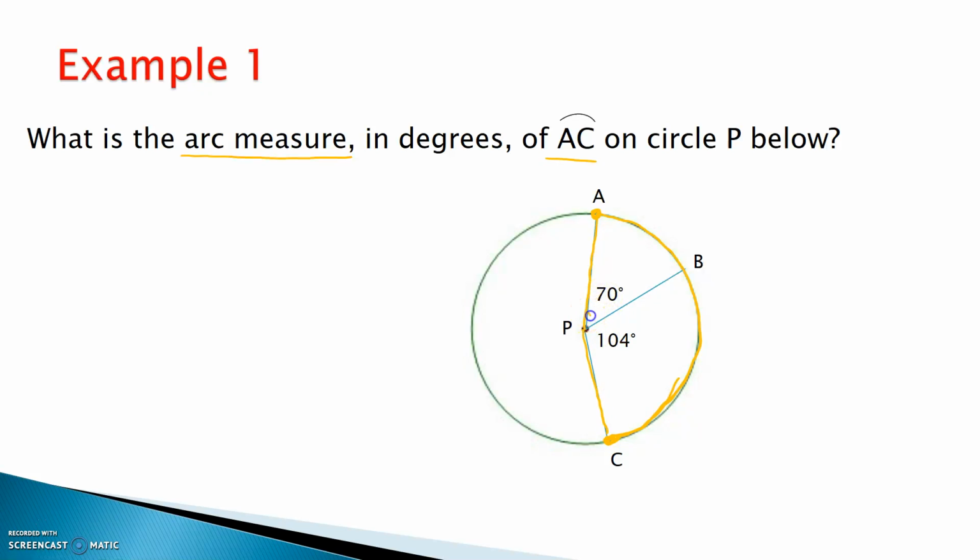Well, the issue is it's broken apart into two different angles. If I want the whole thing together, what do I have to do? Just add them. What is 104 degrees from this one plus the 70 degrees from the other? That is a total of 174 degrees. So the arc measure of AC is going to equal 174 degrees. There's 174 degrees that subtend this arc here. All right, let's move on to the next one.